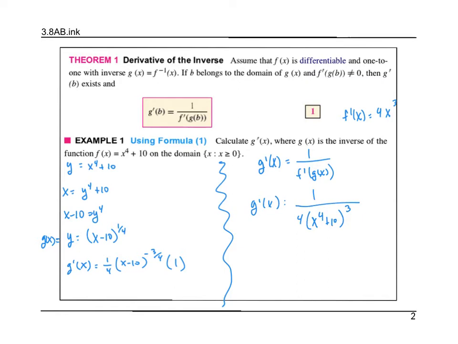Okay, so let me... I was putting f in by accident. G we found on the left-hand side, and that is x minus 10 to the 1/4 power. Okay, so it doesn't look exactly the same, but if we move things around and simplify them, we have 1 over 4 times x minus 10 to the 3/4, and if we wanted to, we could bump this x minus 10 to the 3/4 up and have a negative exponent.